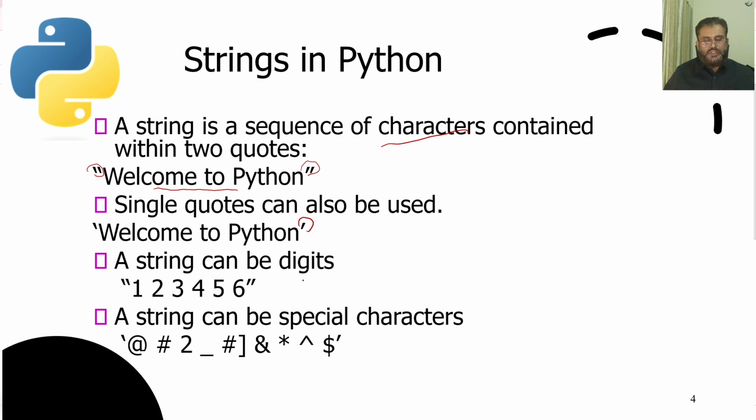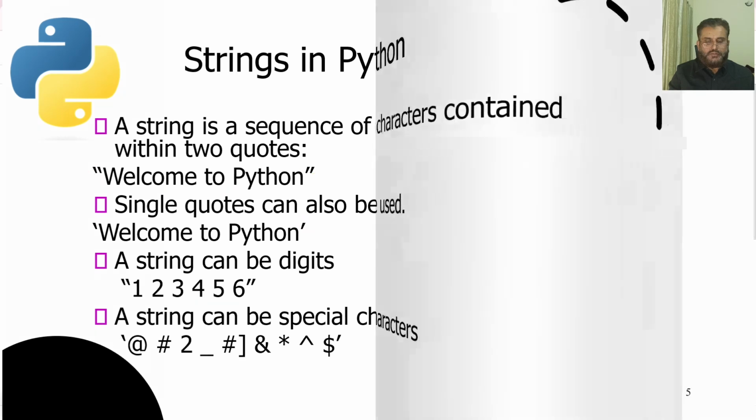Even if you enclose a sequence of digits in double quotes or single quotes, that will also be treated as a string in Python. And similarly, if we have some special characters and we enclose those in single quotes or double quotes, those will also be considered as a string by the Python interpreter.